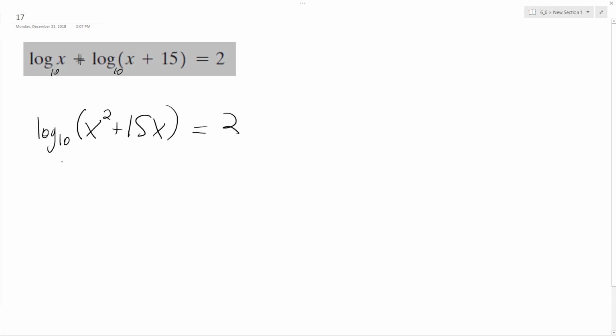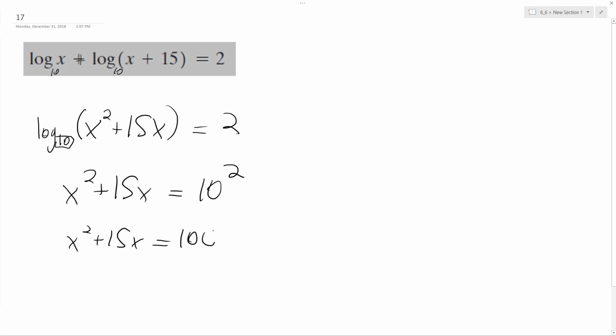So now we can drop the log base 10 when we do the following: x squared plus 15x is equal to 10 raised to the 2, base case here. So this becomes x squared plus 15x equals 100. So we get x squared plus 15x minus 100 equals 0.